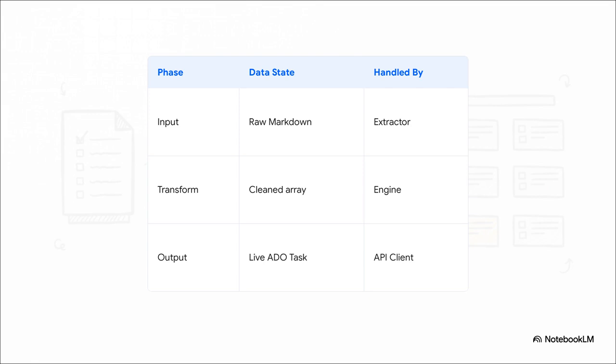Our input is raw markdown straight from an Azure DevOps wiki, just a simple text string being handled by wikitaskextractor.cs. Then, moving to the transformation stage, the ingestion engine cleans up that text array and maps it directly to a target story ID. Finally, the output node pushes a live ADO task work item right back to the cloud, perfectly linked to its parent using a hierarchy reverse relation. It's a beautiful, completely automated transformation.